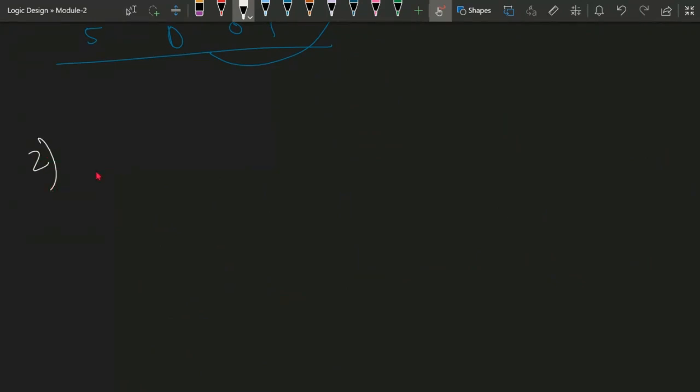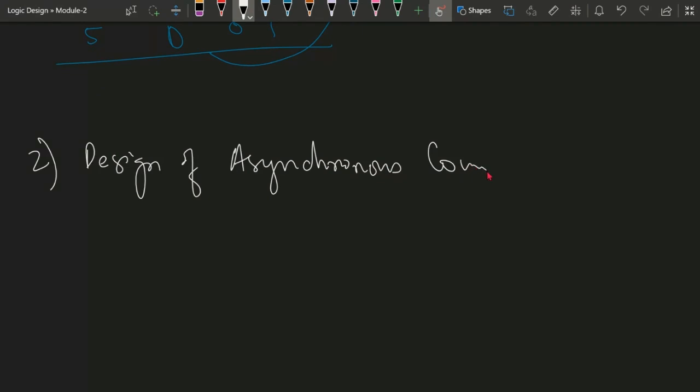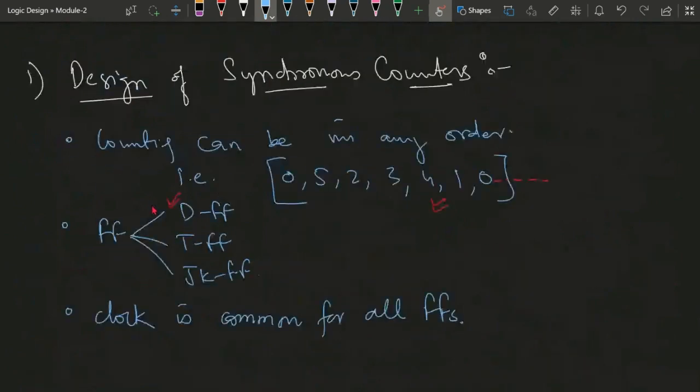The next point is design of asynchronous counters. So we will be having similar steps with a few changes.